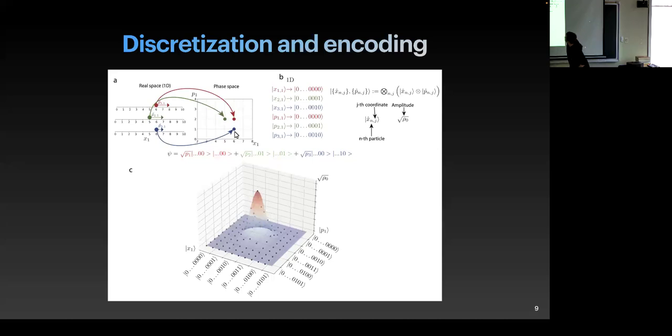I'm not sure you can actually see the grid. Technically, there's supposed to be a grid here. And then each of those grid points of the phase space will be encoded as computational basis states on your quantum computer. And then the amplitudes of those computational basis states correspond to essentially the square root of your probability density.